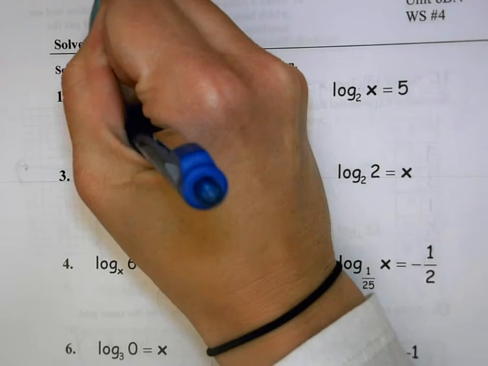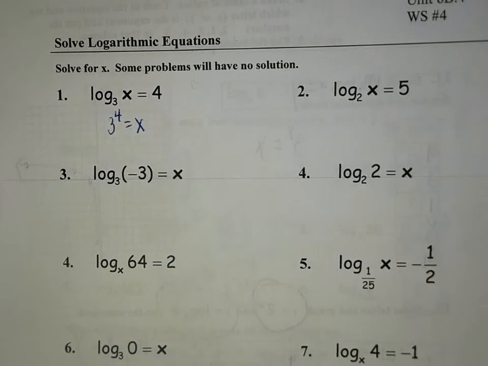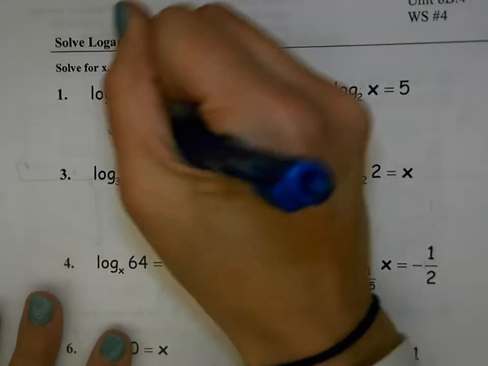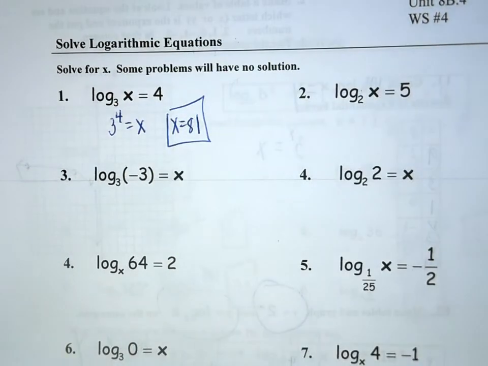Good. 3 to the 4th equals x. X is already by itself. All you're going to do is simplify. What is 3 to the 4th power? 81. Good. So that means that x equals 81, and you are done.